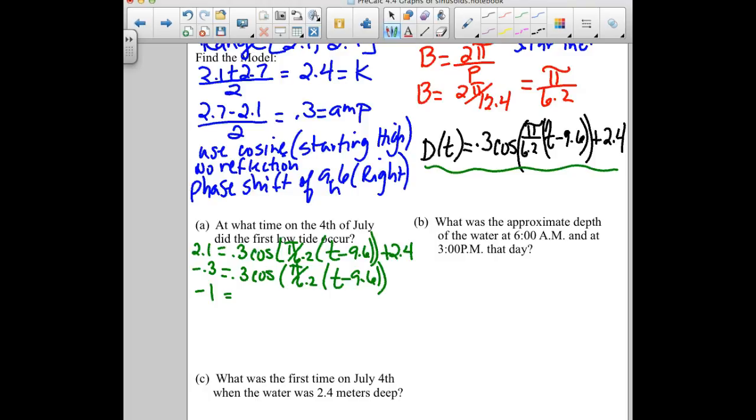What about it? It's 6.2, pi over 6.2. Okay, so if we divide by 0.3, we get negative 1 equaling the cosine of pi over 6.2 times t minus 9.6. Now here you have to take a step back and think, because we got this whole big mess in parentheses over here on the right, and it's saying if we take the cosine of all that mess, we should get negative 1.